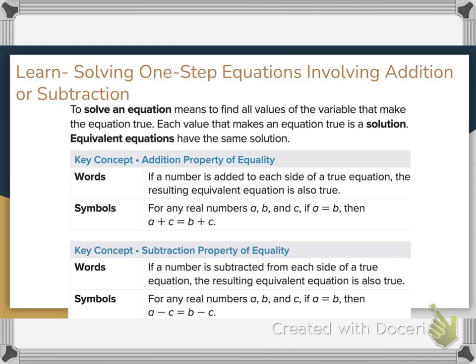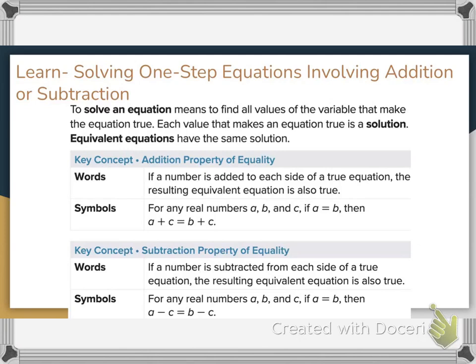To solve an equation means to find all values of the variable that make the equation true. So when I'm solving an equation, I'm solving for a variable. I'm trying to get the variable by itself on one side of the equation. Each value that makes an equation true is called a solution. Everyone say solution. Equivalent equations have the same solution. So, to solve an equation, I'm finding all the values of that variable that are going to make that equation true.